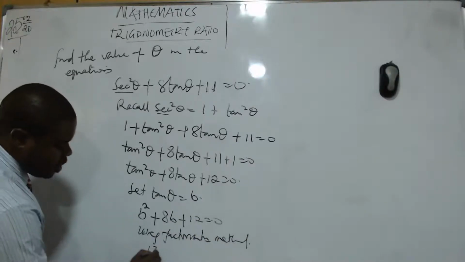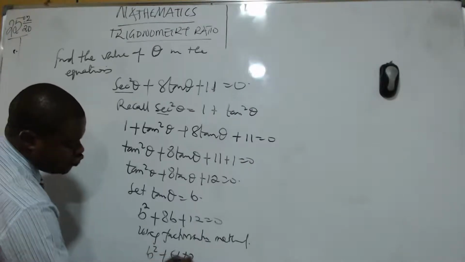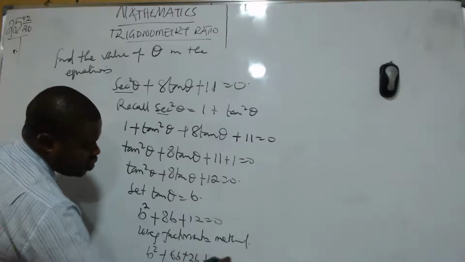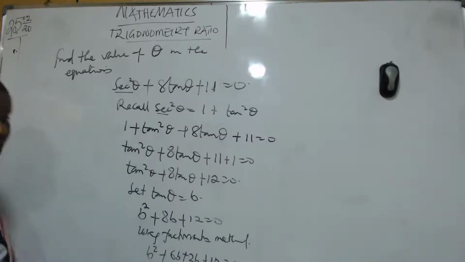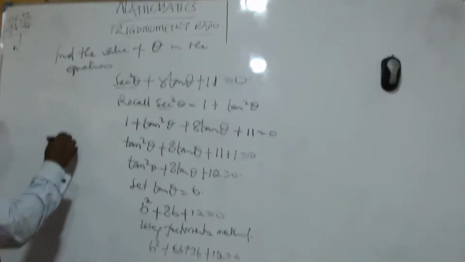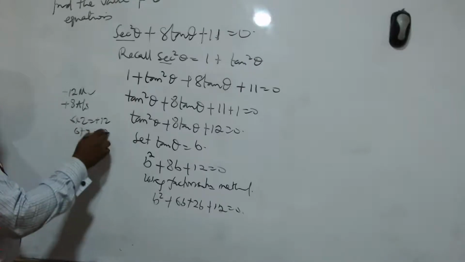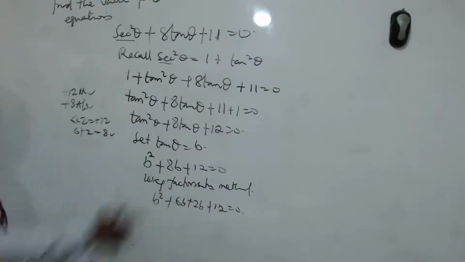We have b squared plus 6b plus 2b plus 12 equals 0. How did I get that value? Now see, we are having plus 12, represented as this. 6 plus 2, I have 8, which is the same as this. So that is how I got that value.